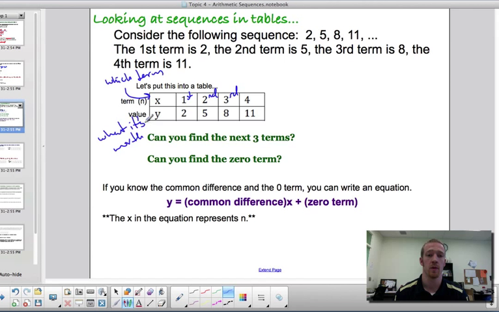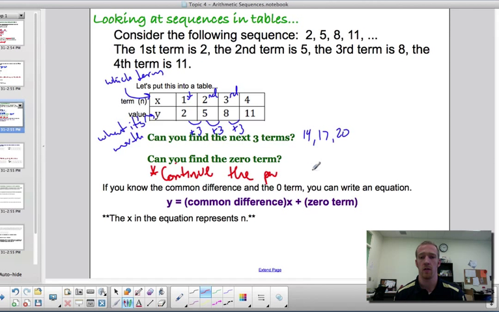So the first term is 2. The second term is 5. The fourth term is worth 11. So it's arithmetic because it's going up by plus 3 each time. So the next 3 terms would be 14, 17, 20. And the 0 term. So for the 0 term, all you got to do is continue the pattern backwards. And I don't know why the writing is weird, but I'm going to go with it. Hopefully it works. So continuing the pattern backwards, we get back to 0.